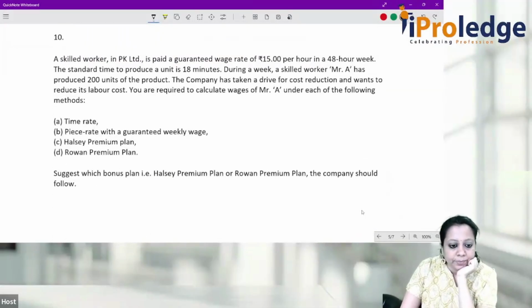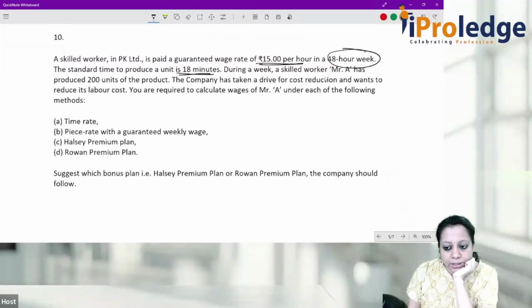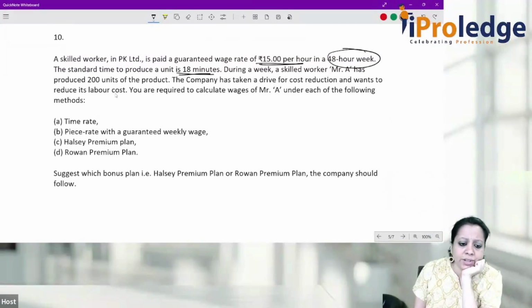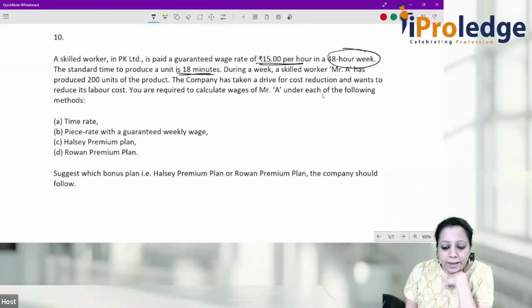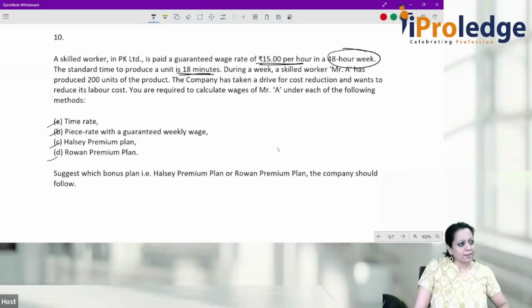This one now. A skilled worker in PK Limited is guaranteed a wage of 15 per hour, 48-hour week. Standard time is 18 minutes. During the week, Mr. A has produced 200 units of the product. So for cost reduction, it wants to reduce the labor cost. Calculate the wages of Mr. A under each of the following methods: time rate, piece rate, Halsey, Rowan. Suggest whether Halsey or Rowan should be adopted. Very, very straightforward, simple problem.